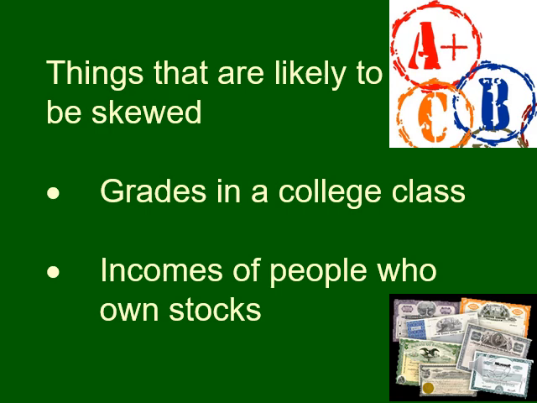When I give a test, I hope the grades are skewed because I sure hope that there's a lot more A's and B's than there are D's and F's, that it's heavy on one side and very light on the other. Another thing that would be skewed is the incomes of people that own stocks. Typically, wealthier people are much more likely to own stocks than poorer people, so those incomes would be skewed.